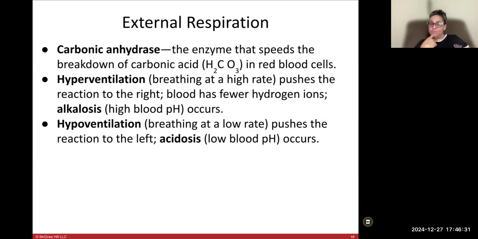Hyperventilation, breathing at a very high rate, pushes the reaction to the right. So blood has fewer hydrogen ions. It will make it less acidic and bring the pH back up to normal. Hypoventilation is when breathing happens at a low rate, which pushes the reaction to the left. And acidosis, which is low blood pH, can occur when the blood is more acidic.